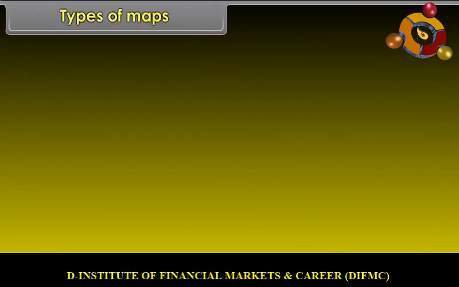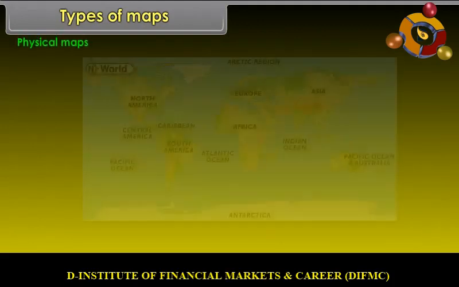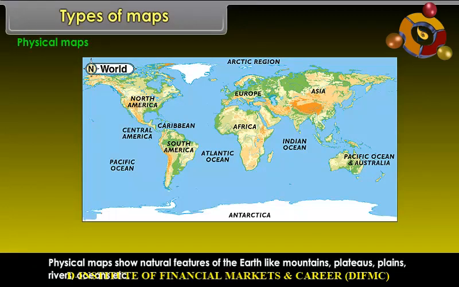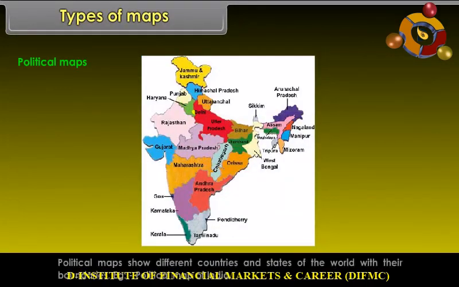Types of maps. Maps are of different types. They are physical maps, political maps, thematic maps. Physical maps. Physical maps show natural features of the earth like mountains, plateaux, plains, rivers, oceans, etc. Political maps. Political maps show different countries and states of the world with their boundaries. Example, political map of India.